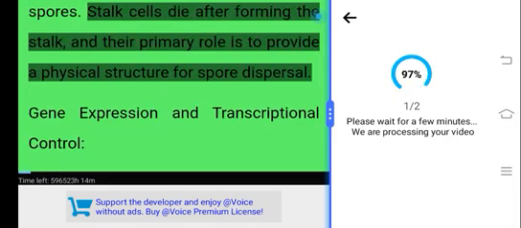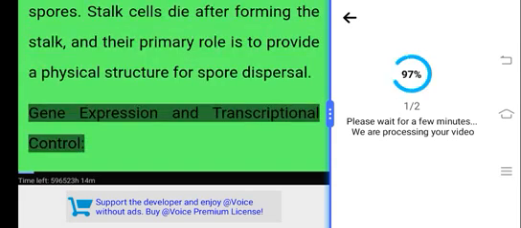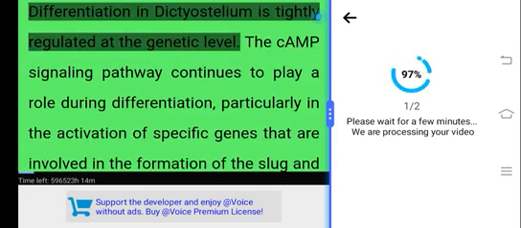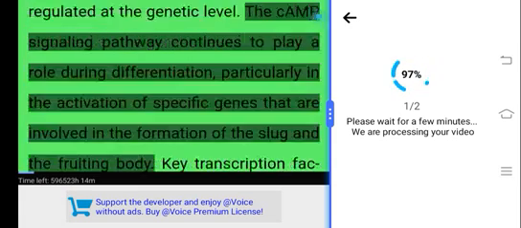Stalk cells die after forming the stalk, and their primary role is to provide a physical structure for spore dispersal. Gene expression and transcriptional control. Differentiation in Dictyostelium is tightly regulated at the genetic level. The cAMP signaling pathway continues to play a role during differentiation, particularly in the activation of specific genes that are involved in the formation of the slug and the fruiting body.